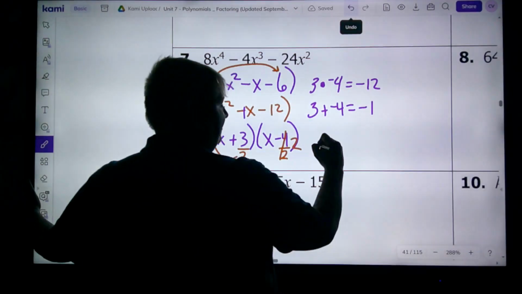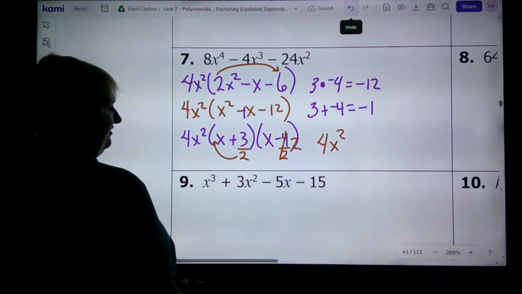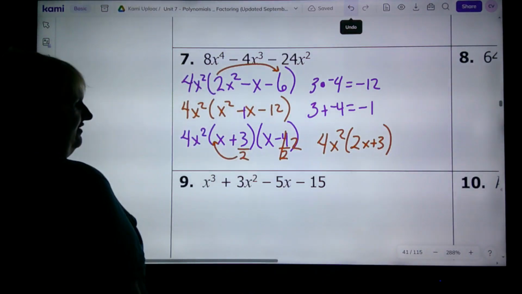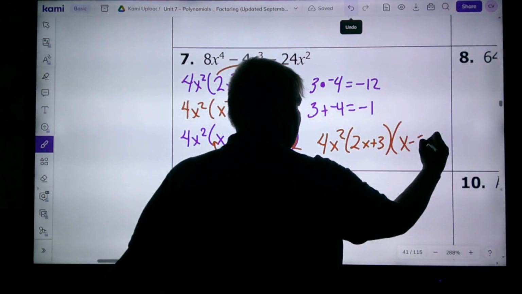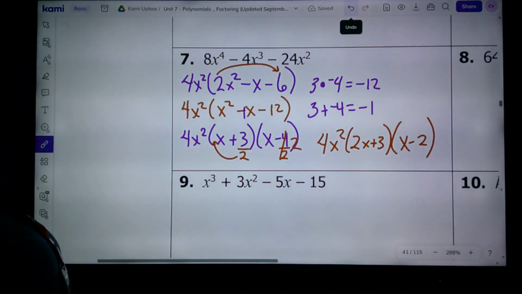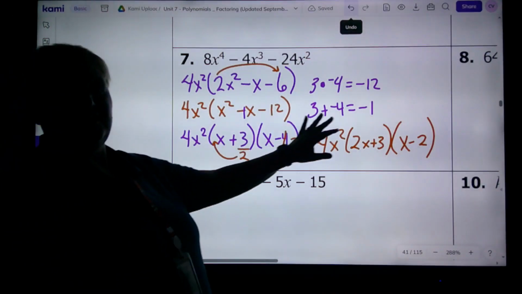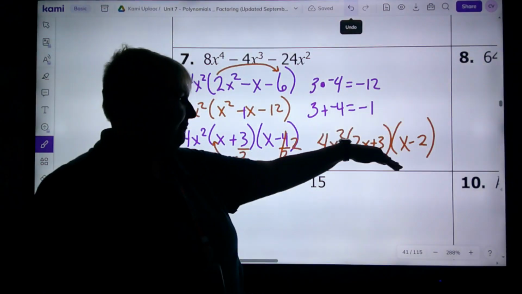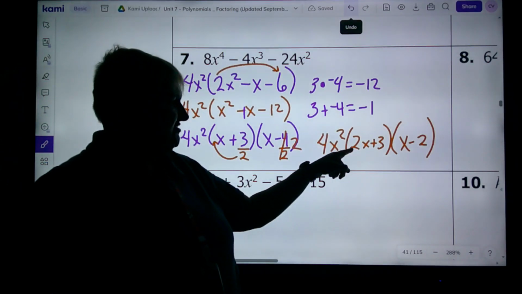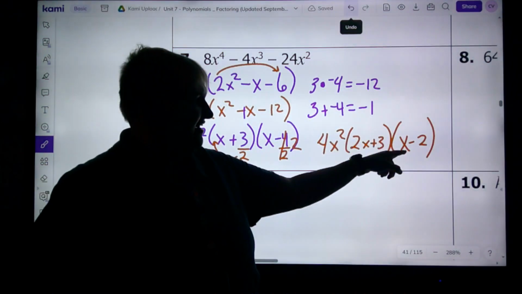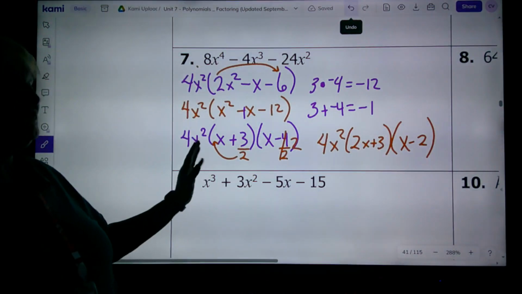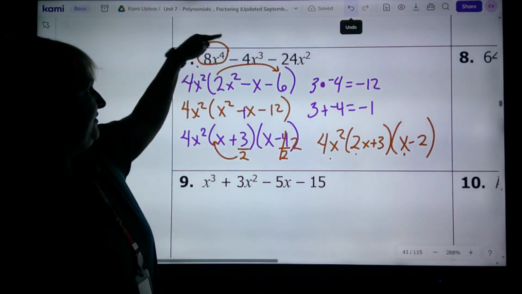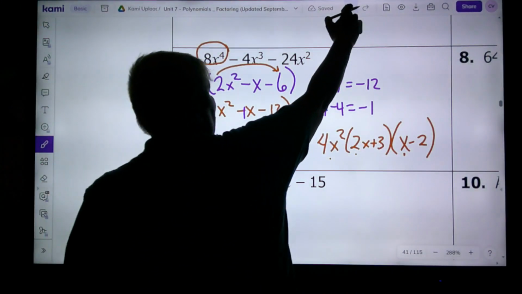So what's left? 4x squared, 2x plus 3, x minus 2. Woo! That's as factored as we're going to be able to get it. And if, like I said, you ever reach a point where you're not 100% sure, redistribute and see what happens. 4x squared times 2x is 8x cubed times x is 8x to the 4th. So even just doing the first term, here, here, and here, I can already see I'm going to end up here. That gives me pretty good feeling about it being right.